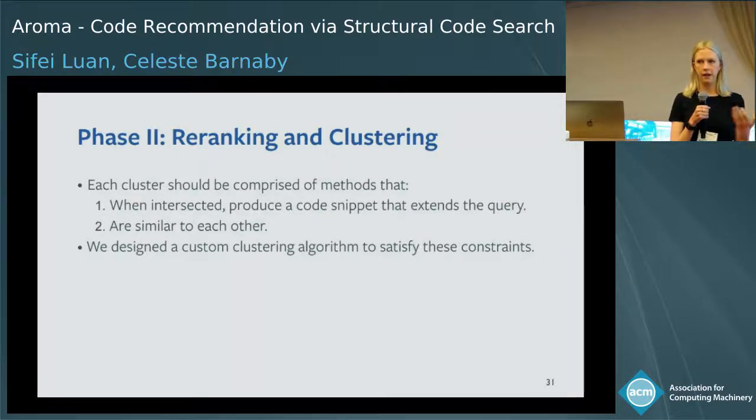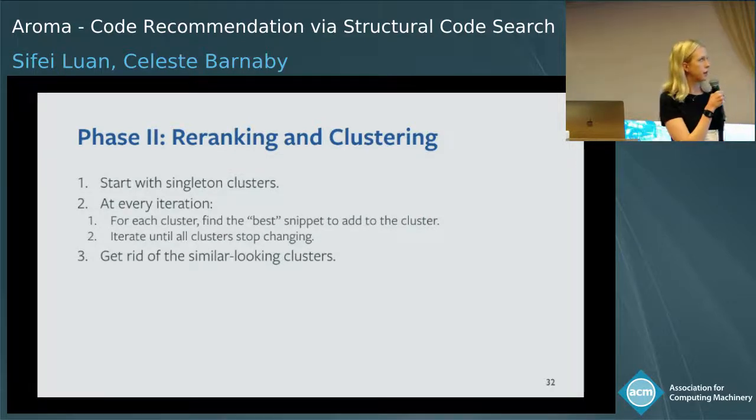With that in mind, we found that common clustering algorithms that already exist didn't really produce good results. So we designed a custom clustering algorithm that satisfied these constraints, which works as follows. We start with each method in its own singleton cluster, and then at each iteration, for each cluster, we find the best snippet to add to the cluster. By best, we mean sufficiently larger than the query and most similar to the other methods that are already in that cluster. And then we iterate until all the clusters stop changing. Finally, we get rid of all similar looking clusters, by which we mean having a Jaccard similarity of greater than 0.5. We don't require our clusters to be disjoint, so the same method could appear in multiple clusters.